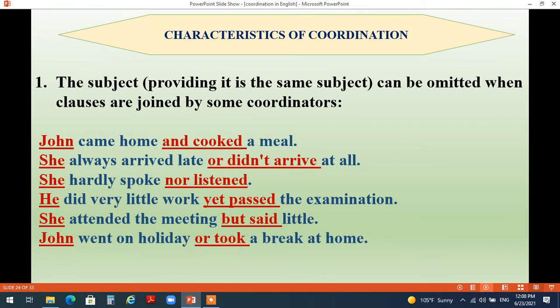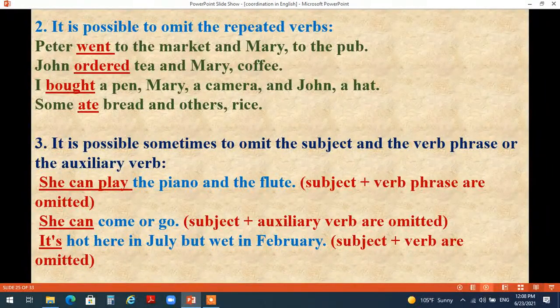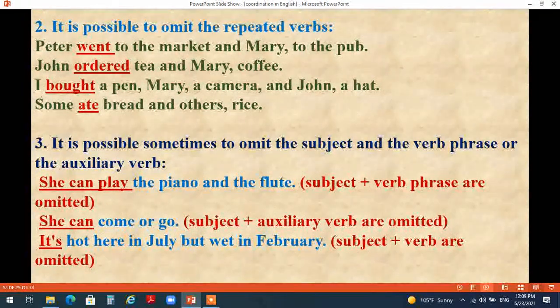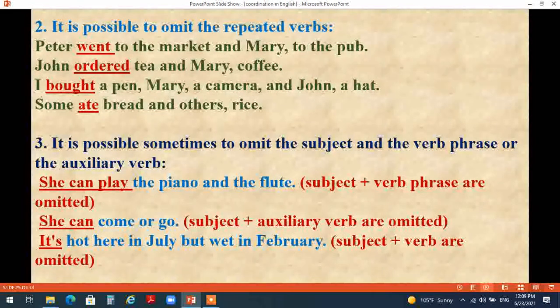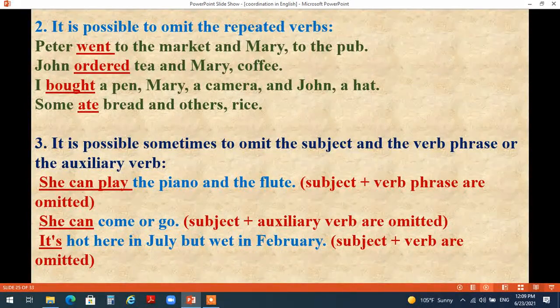This is one of the features of coordination. Number two, it's possible to omit the repeated verbs. Also, if the verb is repeated, there is no need to repeat the same verb; we omit it. Peter went to the market and Mary to the pub. We notice here that the subject is different but the verb is repeated, so there is no need to repeat the verb; we omit it and replace it with a comma. John ordered tea and Mary coffee. I bought a pen, Mary a camera and John a hat.